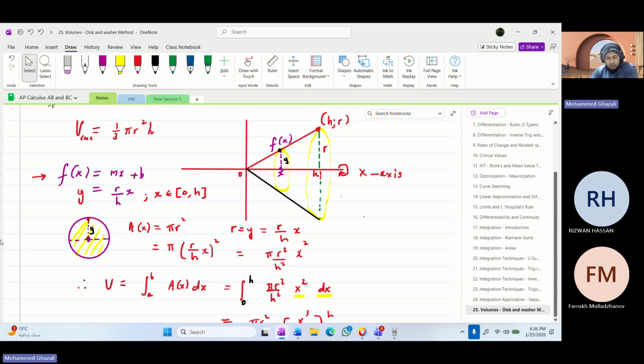If you're going to try to use formulas, you will get confused. It's better to use diagrams and draw the cross section. It is either a disc or a washer. When do you get a washer? When you have two curves. And when do you get a disc? When you have a single curve. Okay, are we good? Got you.